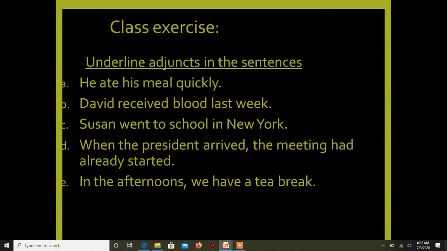Now from this, I expect you to have been able to understand what an adjunct is, and to be able to give me examples of adjuncts and make sentences showing adjuncts. Here I have my class exercise. It says underline the adjuncts in the sentences. So I want you to try yourself and see if you are able to identify the adjuncts in these sentences.